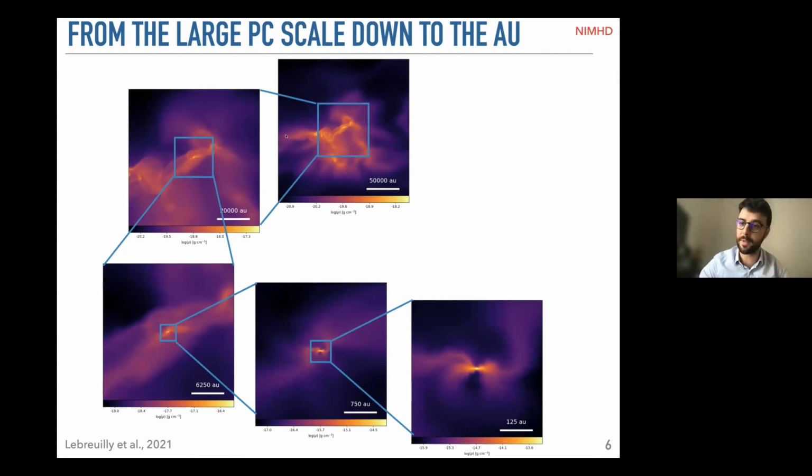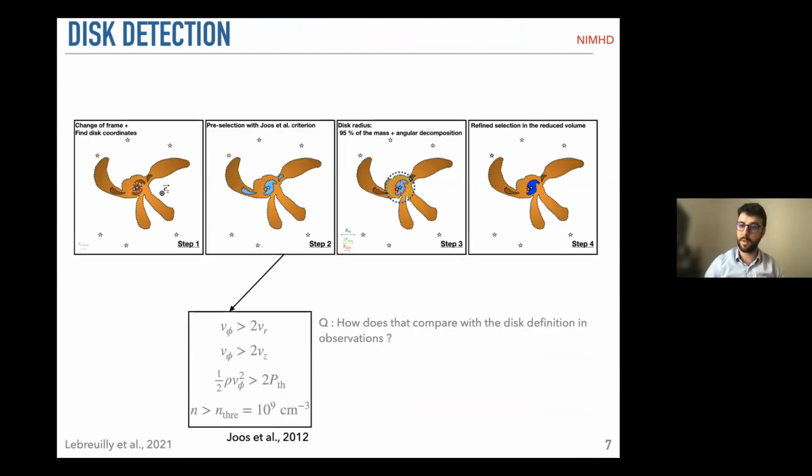So now the game is to detect the disks and analyze the population of disks that we have formed. For that, we will select the stars one by one and try to isolate the disk around the stars. For that, we need first to place ourselves in the co-moving frame of the star in order to try to isolate at best the midplane of the disk. So the idea is to take the star and compute the angular momentum direction in the small regions around the star, which gives us the rotation axis near the star. And then we have isolated our midplane, and we can select potential disk material according to some thresholds.